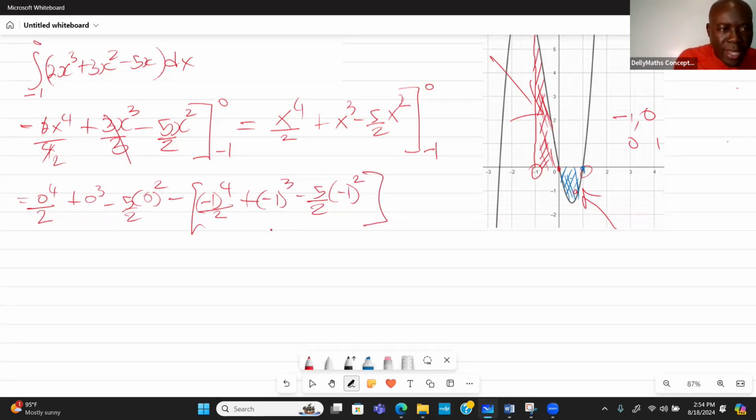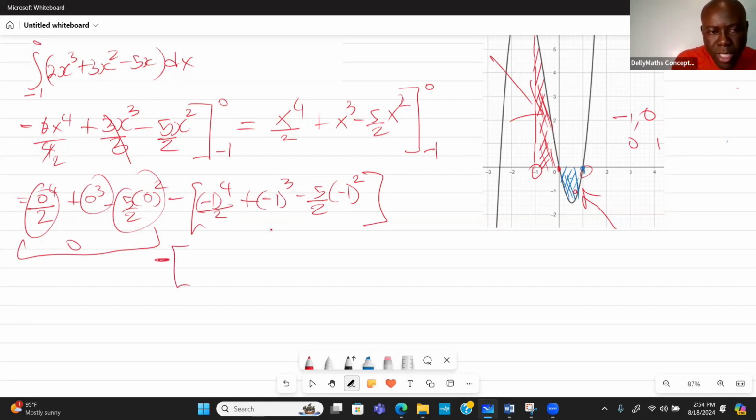Because all of these that we have here, 0 is at the numerator, that's 0, this is 0, this is 0. So we're actually getting a 0 for that part. So all of that is 0. Let us focus on the back part. Remember now there's a negative out here. So let us break this down.